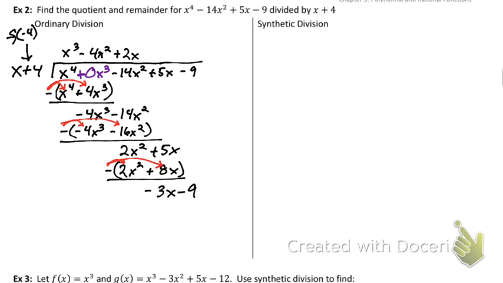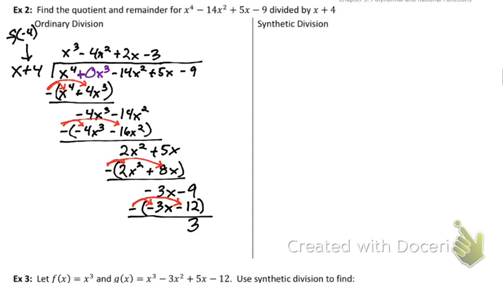The last thing we're going to do is we're going to multiply by a negative 3. We're going to have negative 3x, and that'll be minus 12. We are distributing our negative, so it's actually plus 3x plus 12. Negative 9 plus 12 is going to equal 3.